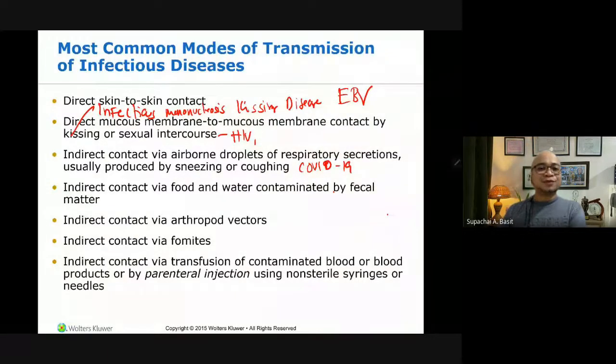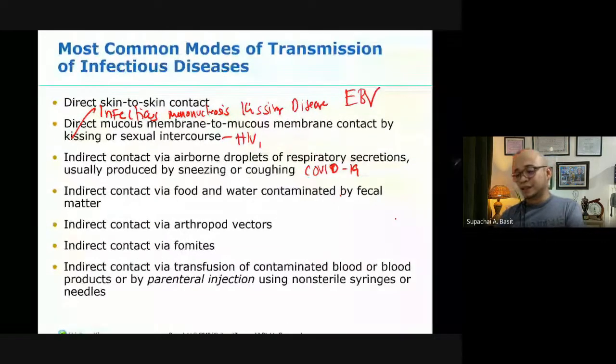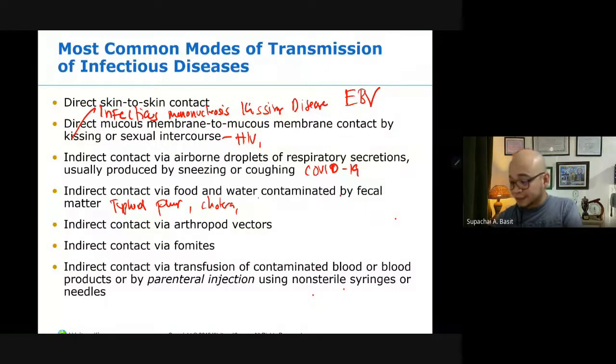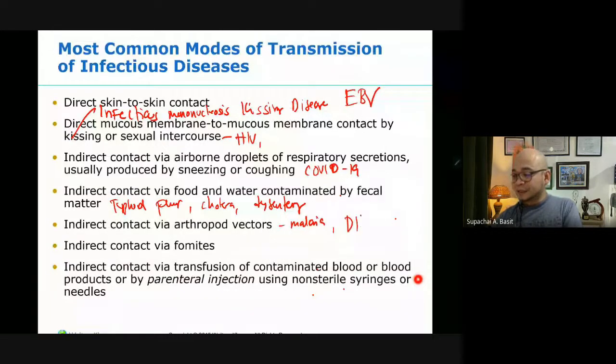Indirect contact via food and water, contaminated by fecal matter. So our examples here: typhoid fever, cholera, dysentery. Indirect contact via arthropod vectors, such as malaria, dengue hemorrhagic fever. Indirect contact via fomites. It could be any hospital or healthcare facility acquired infections.